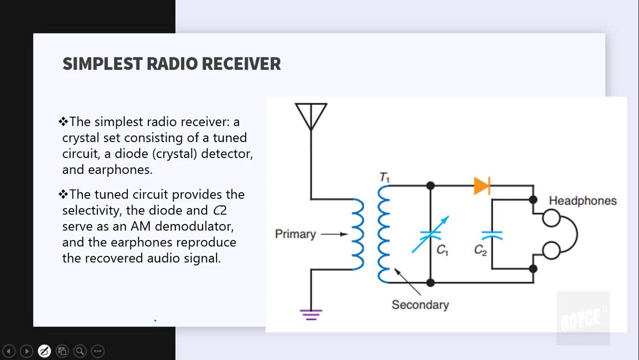So mapapansin nyo yung signal papasok sa antenna, and then it will be induced by the primary of this transformer to the secondary coil, which is in parallel with this tuner capacitor. Now this inductor and capacitor that are connected in parallel form the tuned circuit. This will form the tuned circuit.